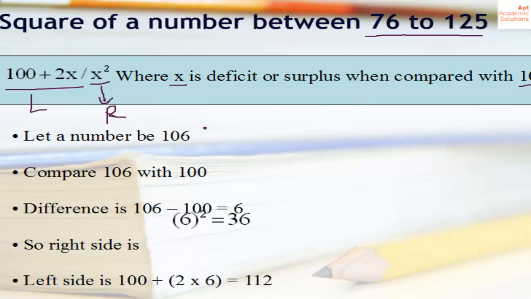Fine. Let a number be 106. Now we want to find the square of 106. Very easy. If you compare 106 with 100, that means 106 minus 100 is going to be 6. So the value of x square is going to be 36, right? Your right hand side answer is going to be 36. For left hand side, what we have to do? Very simple. 100 plus 2x. So 112, in 2 steps, you get the square of 106, that is 11236.